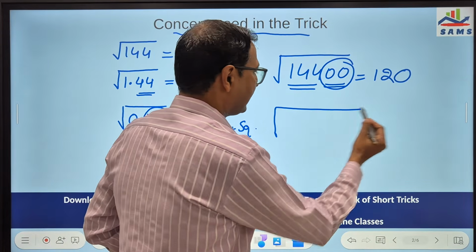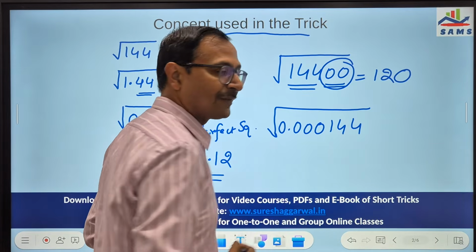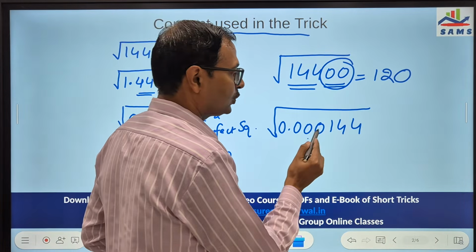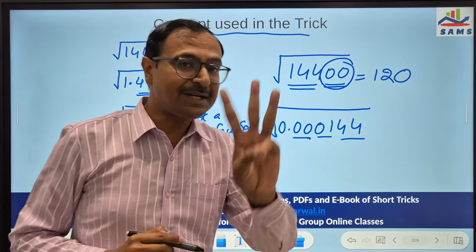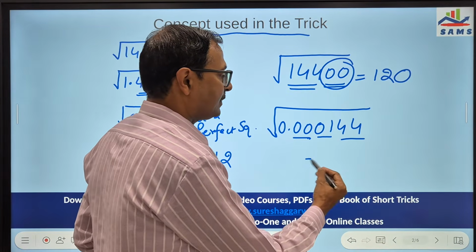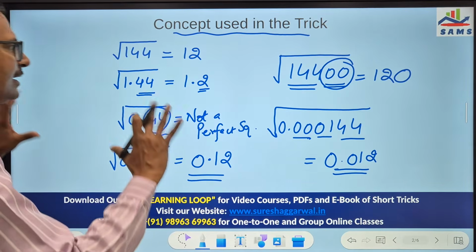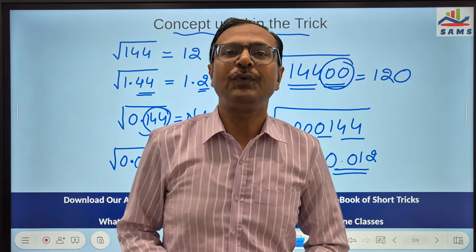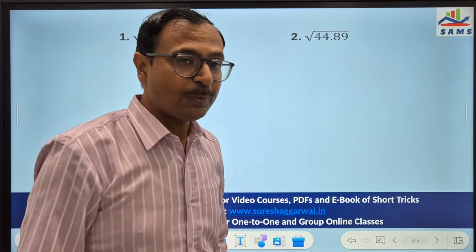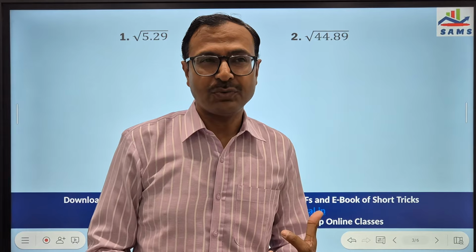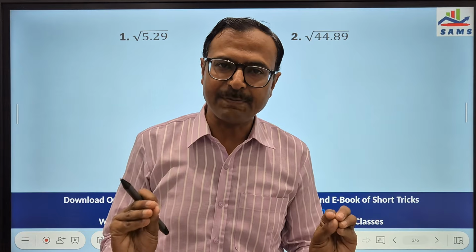Likewise, another one, the square root of 0.000144. Now see how many digits after decimal? 1 2 3 4 5 6. And so when you pair them up, you will get 3 digits after decimal in the answer. That means 0.012 will be the answer. Now once you start understanding these basic things, you will do the square roots very easily. Obviously, there are so many different things which help you in getting to the correct answer, which I will demonstrate using some examples now.